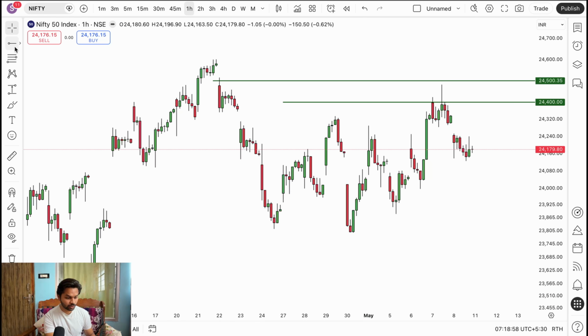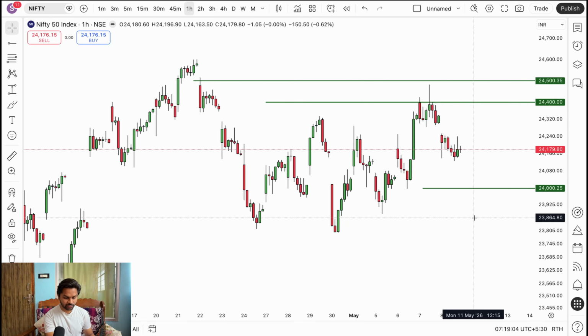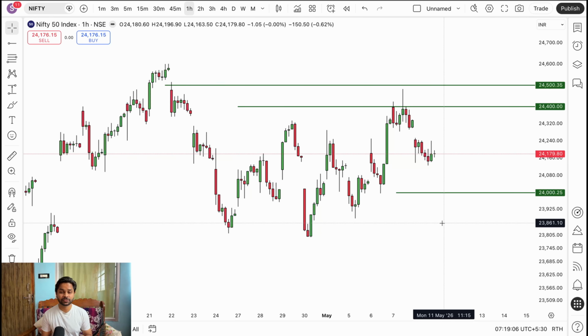Let me mark the 24,000. So 24,000 will come close to around these levels. Now that we have found it, 24,000 is the support and 24,400 and 24,500 is the resistance. That is only through the option chain. But the real question is, can we blindly trust the option chain? Well, the answer is no. We cannot trust the option chain blindly.